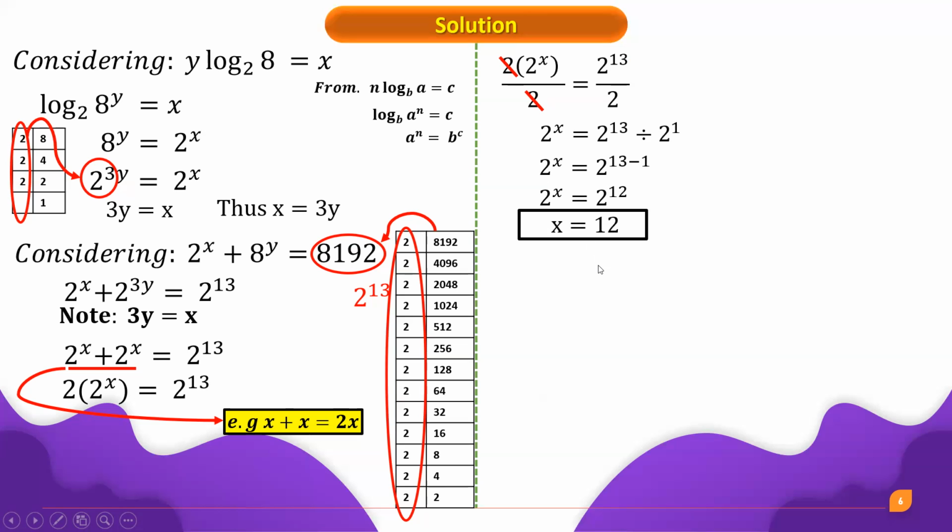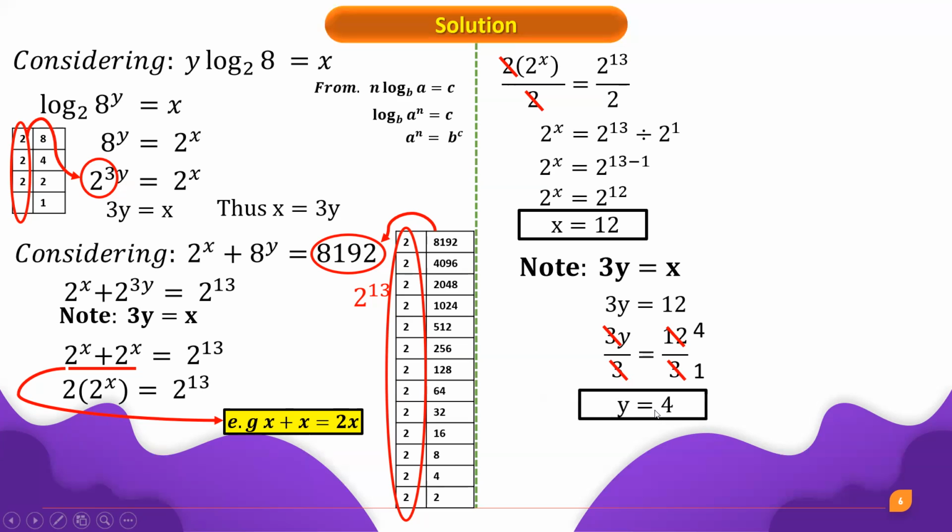So that is the value of x. When we proceed, from where we began, we have 3y is equal to x. Then we want to get the value of y. So 3y is equal to 12, because we've got x being 12. Let's divide on both sides by 3. When you divide by 3, you get 1, and 12 divided by 3 gives 4. So our y is equal to 4. So that is the value of y.